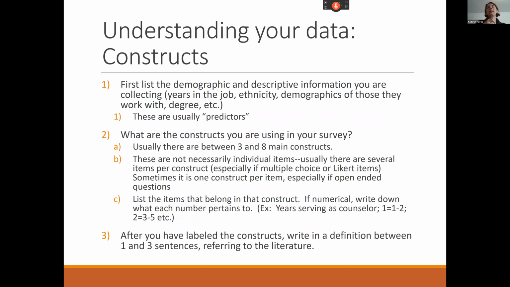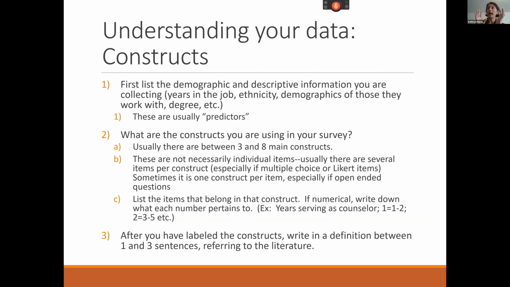All right, then you want to really think about all your questions, and again, clumping them into constructs. Usually there's 3 to 8 main constructs, and usually there are several items per construct, especially if they're multiple choice or Likert. You don't ever want to depend on one Likert item to measure a construct, because usually constructs are multifaceted, so you want to get at multiple angles of that construct. Now, if it's an open-ended question for that construct, sometimes it's just one question, all right?